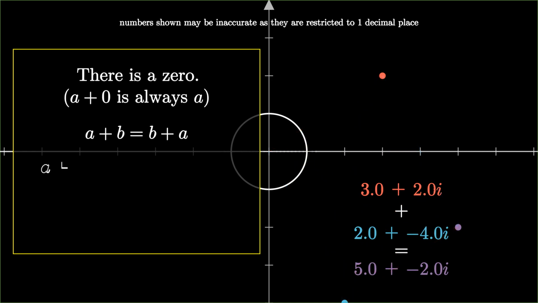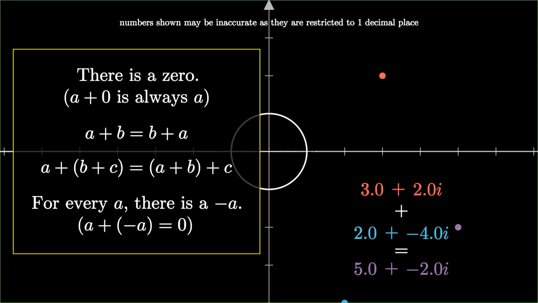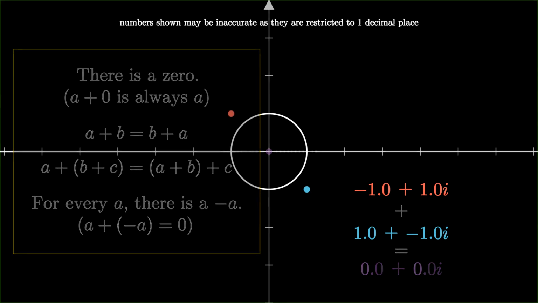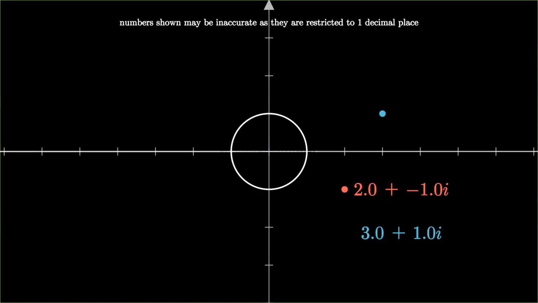The sum a plus b plus c is the same as a plus b plus c regardless of grouping, which is true because it's true for the real component and for the imaginary component. And for any number a, there is a number we call the negative of a, such that their sum is 0. Now subtraction can be defined as just addition with the negative of a number. Multiplication is quite simple too. This point i, which has no real component and an imaginary component of 1, when multiplied by itself, is minus 1.